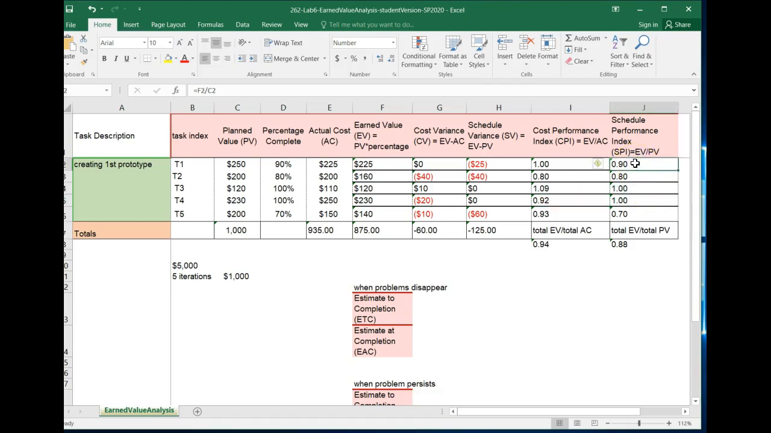Here, 90%, for every dollar work that you had planned to complete, you only got 90 cents worth of work completed. $1 work planned, $1 work completed. $1 work planned, 70 cents completed.